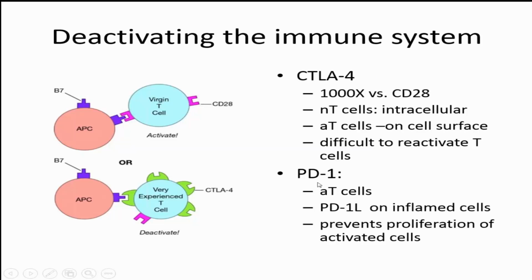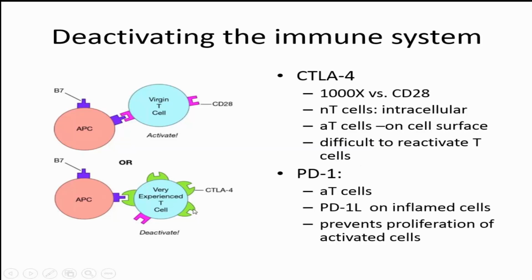And what happens with the CTLA-4? This is like the later part of the infection, when there is more CTLA-4 on the surface of the activated T cells than CD28. The B7 binds to CTLA-4 rather than CD28. The affinity for CTLA-4 is 1,000 times more than CD28 for B7. The only reason why a naive T cell doesn't bind to CTLA-4, even with that high affinity, is because at this time in the infection, it's inside the cell, so it cannot bind to it. Once the CTLA-4 binds to it, it makes it difficult for the APC to reactivate these cells. On the other hand, some of these activated T cells also express PD-1.